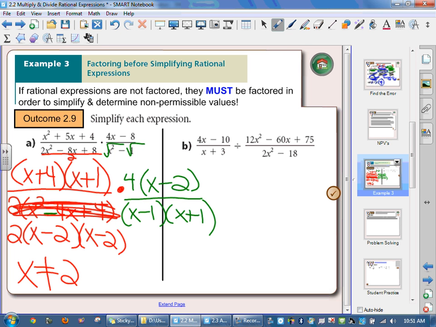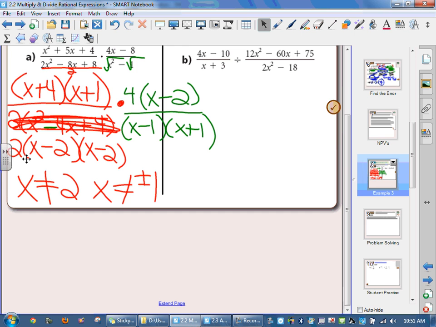Now my favorite part, start your chop and start cutting it back, guys. So what can cancel? What can I wipe off? The plus 1 on top and the plus 1 on the bottom. What else? The minus 2 and the minus 2. Anything else? The 4 and 2 reduce. Both divide by 2. Okay? That's all that reduces.